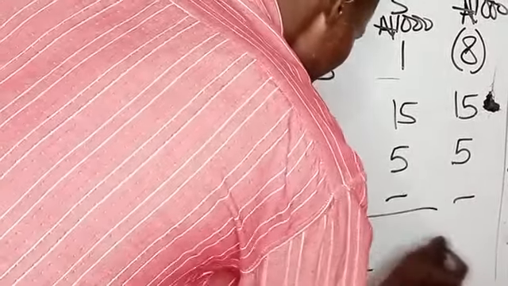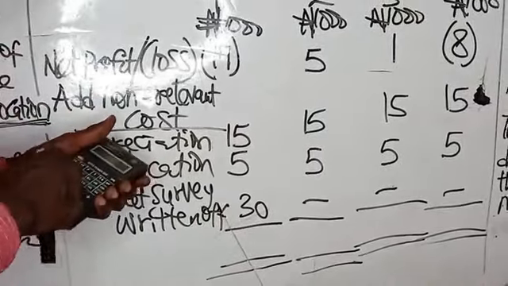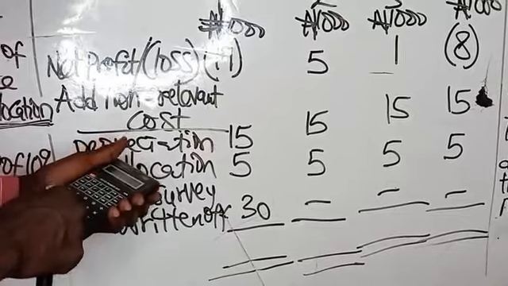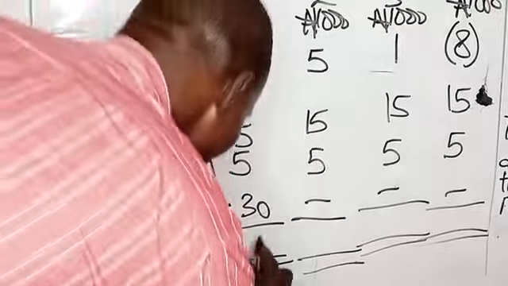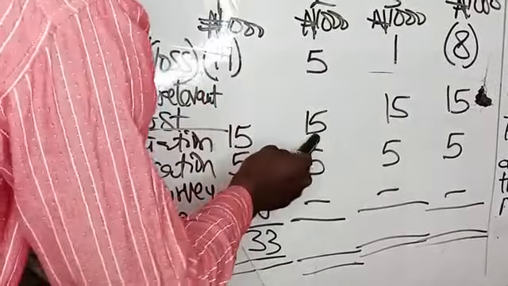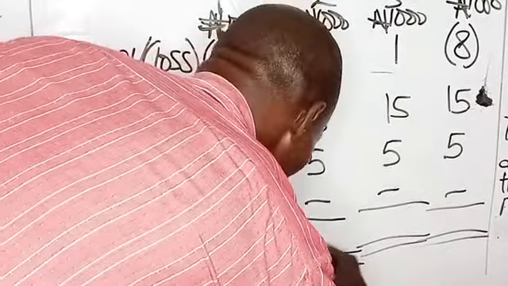So minus 17,000 plus 15,000 plus 5,000 plus 30,000, you have 33,000. Year 2: 5,000 plus 15,000 is 20,000, plus 5,000, 25,000.